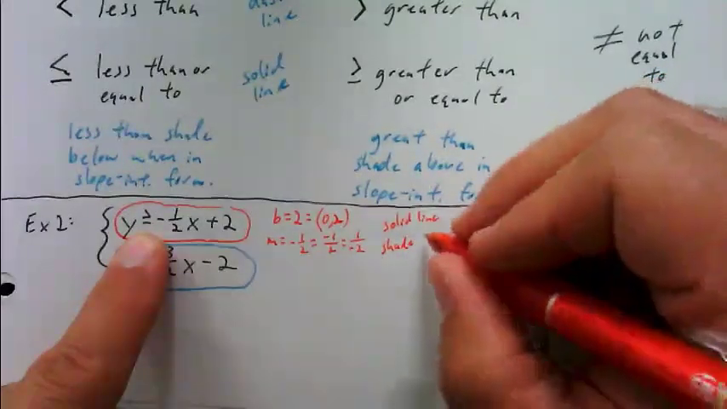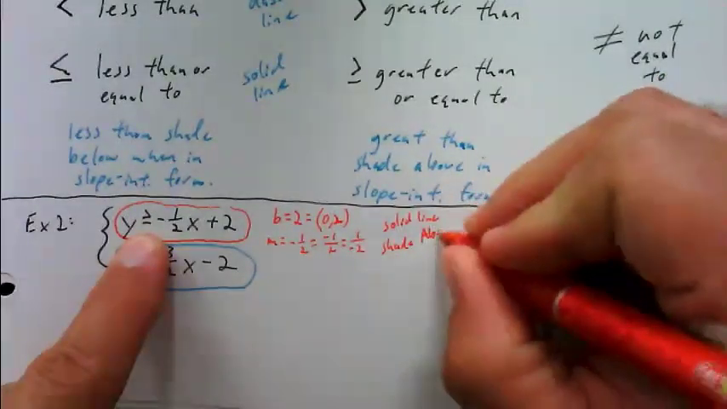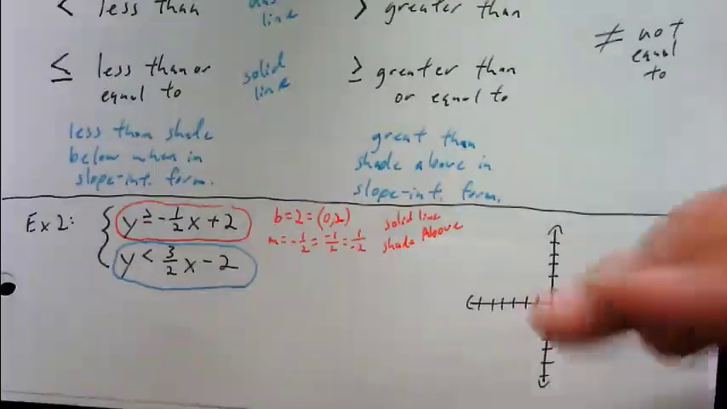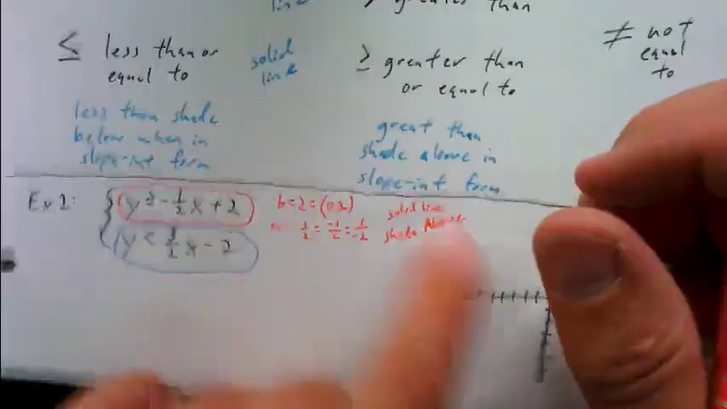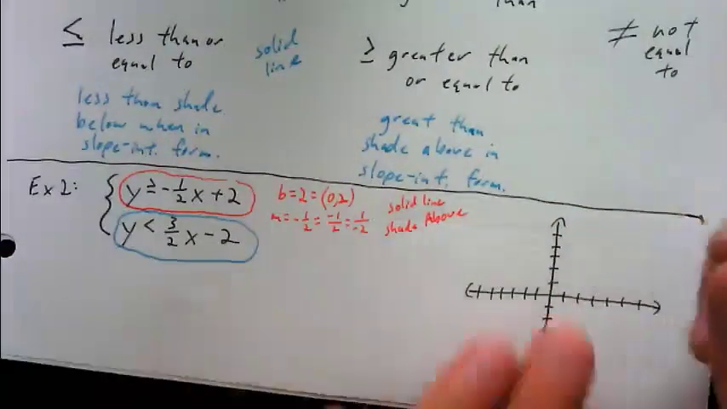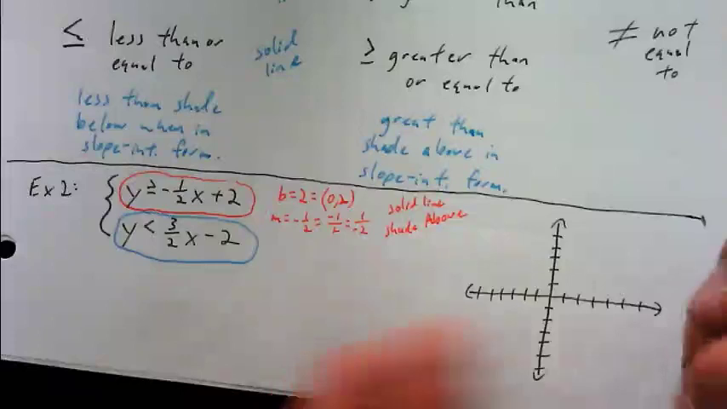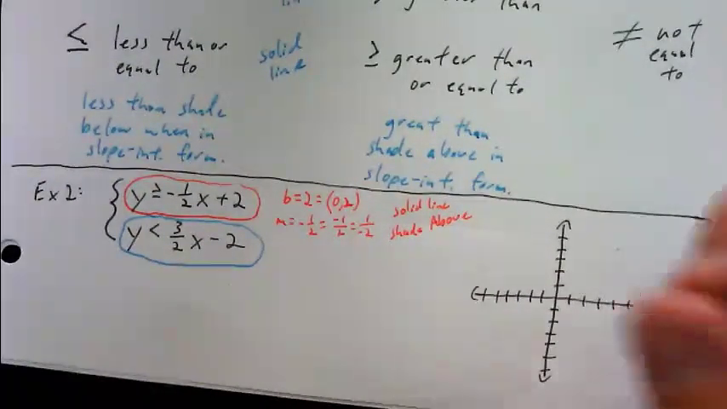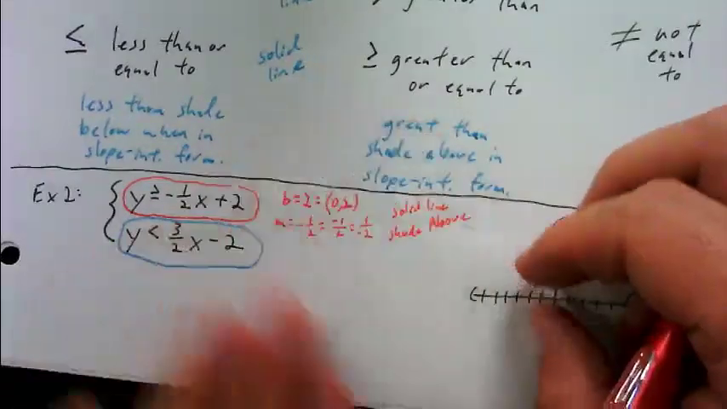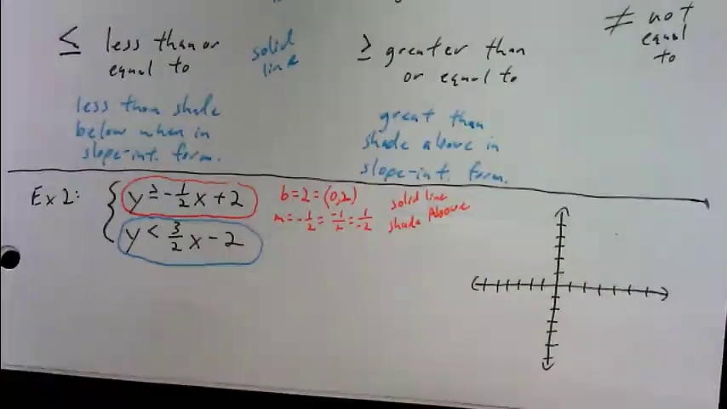If it's greater than, I'm shading above. I like making these notes before I do my graph so that I don't forget to do any part of it, because it's easy to go and graph it over here and use the wrong type of line, forget about shading, all those different things. So again, if you see that's an inequality, I like to make those notes first so that I know, hey, I need to make sure I include these things on my graph.